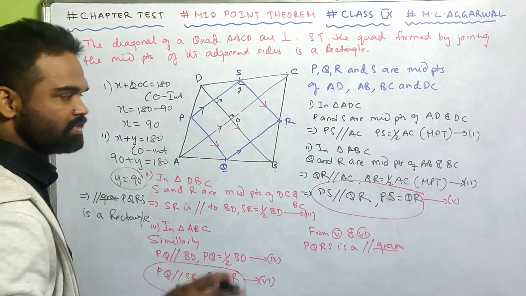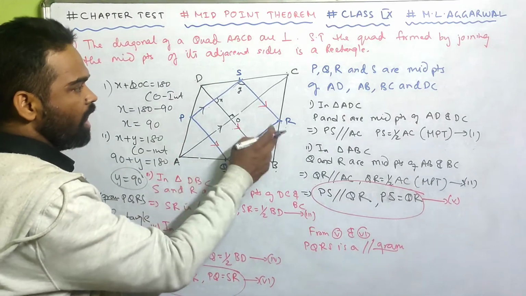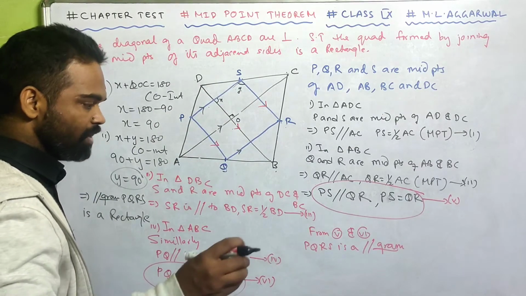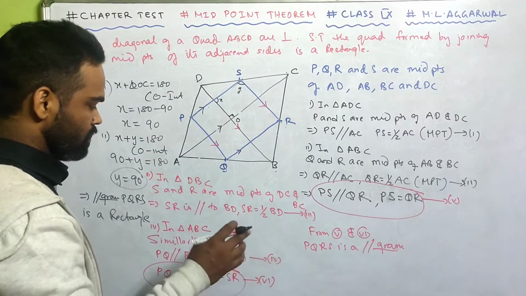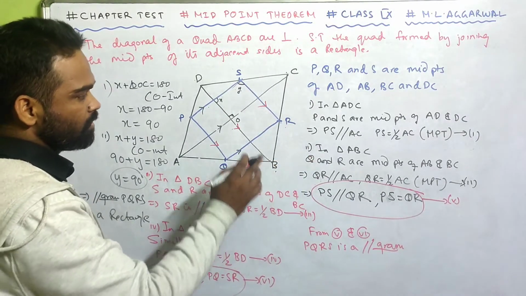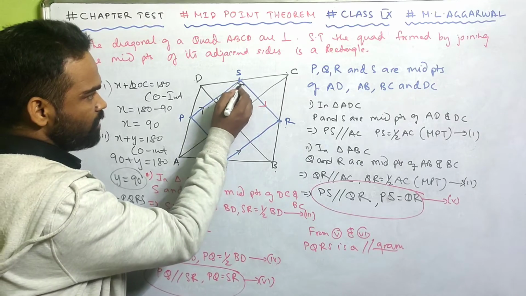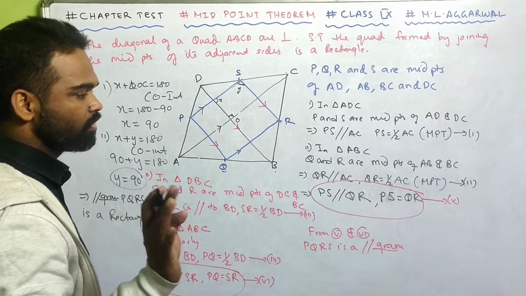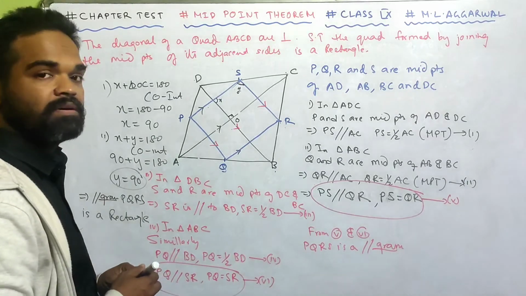Done. Very easy. First of all, prove that PQRS is a parallelogram by midpoint theorem. Once you prove that, then show that this angle is 90 degrees. Our work is done. Okay. Now let us look at the next sum.